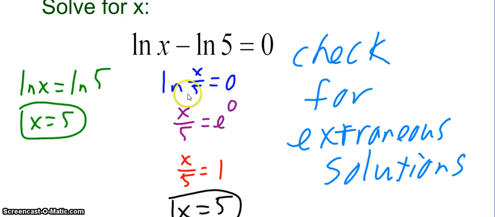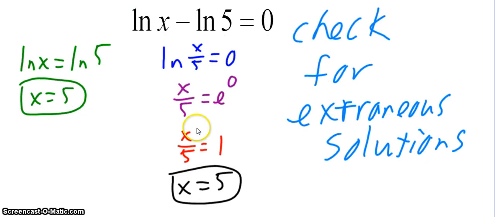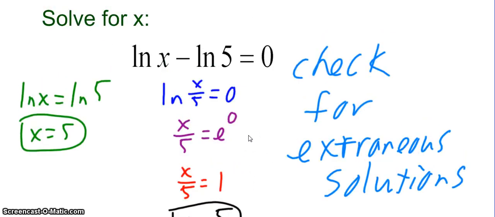And now I can change it from a log equation into an exponential equation. I know natural log is log base e, so this becomes x over 5 equals e to the 0. So again, this right here, going from the blue to the purple, is the most important technique you need to know how to do in all of the world. Not really the world, but in this unit. So then I know e to the 0 is 1, so x over 5 equals 1, multiplied by 5, x equals 5.